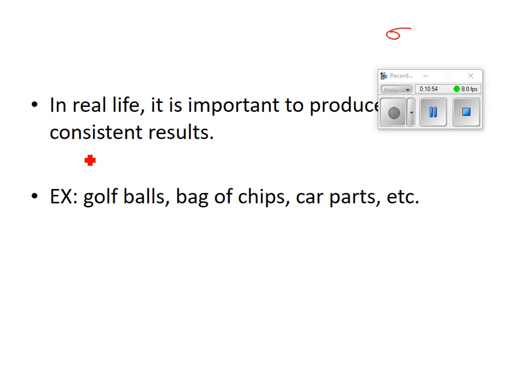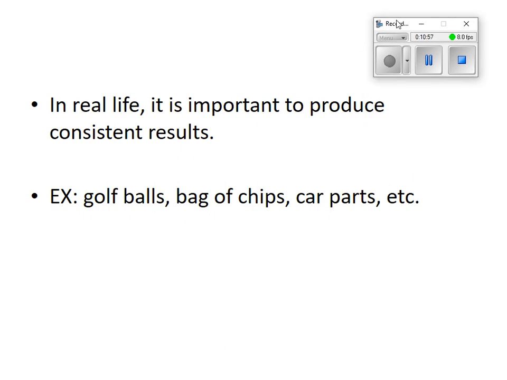In real life, where this stuff is used, and this is probably used more than any of the other stuff that we've done this chapter, even though the testing isn't as good as for mean and proportion, this is probably used more. In real life, it's important to produce consistent results. So if you own a business and you're making something and putting it out there all the time, it should be consistent. Example, golf balls. If you're selling high dollar golf balls, they should all be the same size, same weight, same density, everything should be the same.